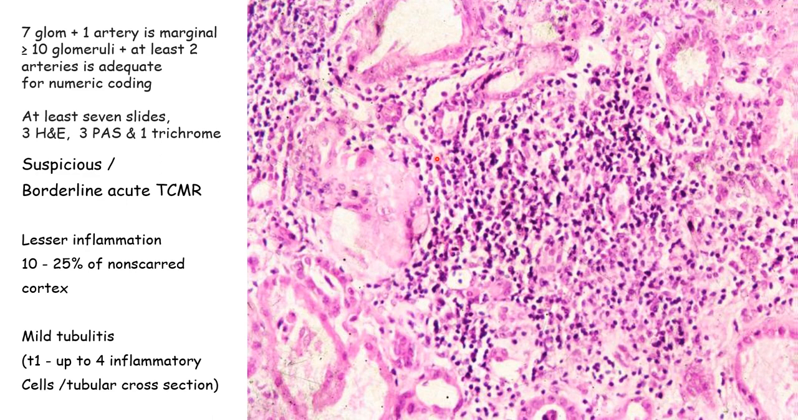If this inflammatory cell component occupies less than 25% of the biopsy, we can only suggest a diagnosis of borderline or suspicious T-cell mediated rejection, which has 2 components to it: the inflammatory cells present in the interstitium and the cells encroaching into the tubular lumen.